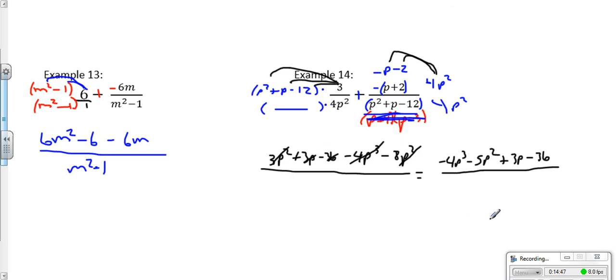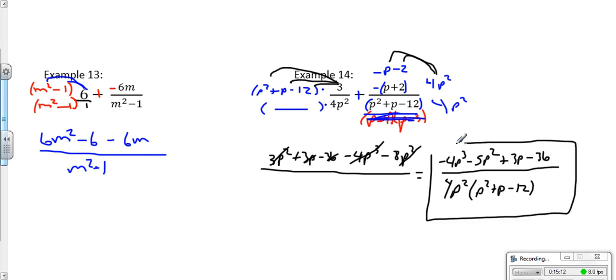And the denominator is 4p squared, parentheses, p squared plus p minus 12. And again, I don't need to distribute that in the denominator. It just shows what the denominator is, and that's good. So this would represent the result of subtracting those rational expressions. So this ends the second part of lesson 9.4.